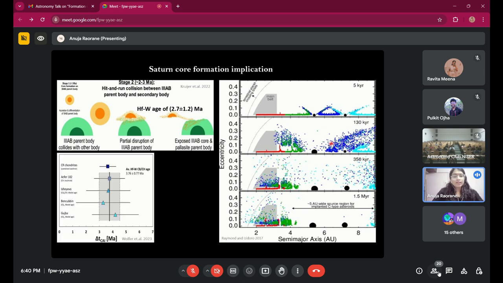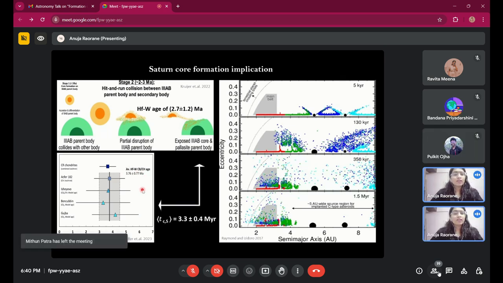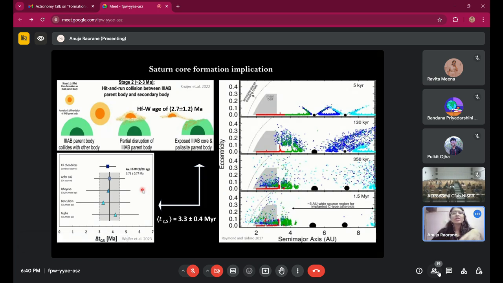Again in 2023, just last year, another group remeasured all these ages, taking different isotopes, and they said that maybe 2.7 million years is not quite a correct impact age. Maybe it is 3.76, and what we are getting for the Saturn co-formation time is between 3.3 plus or minus 0.4 million years. So we believe that it sits very nicely in between the two ages, and this basically validates our simulations.